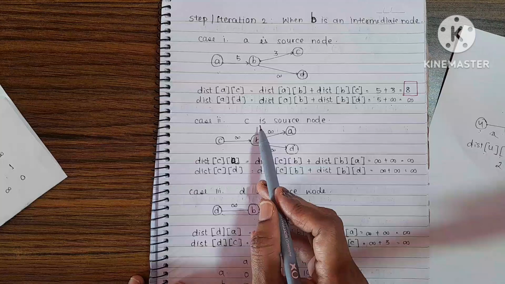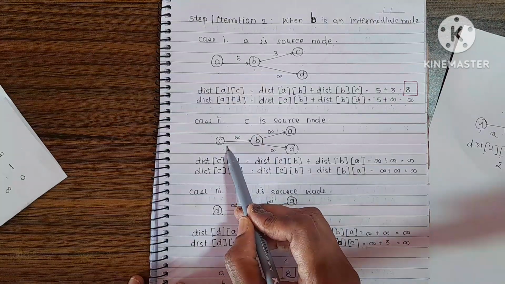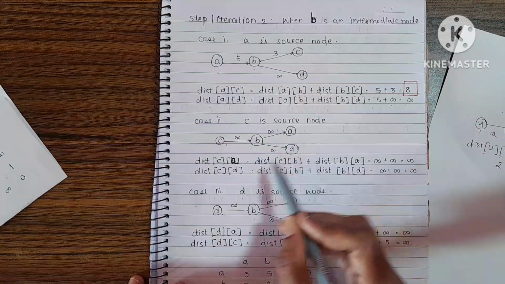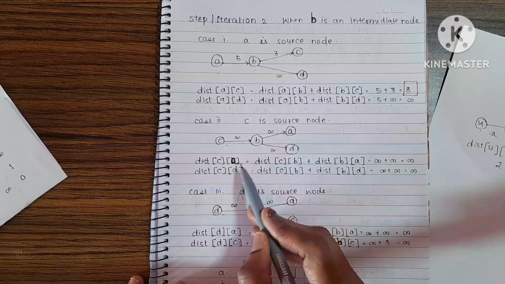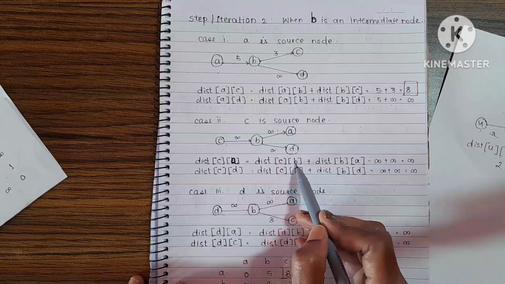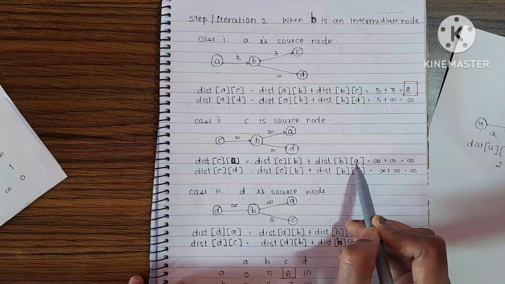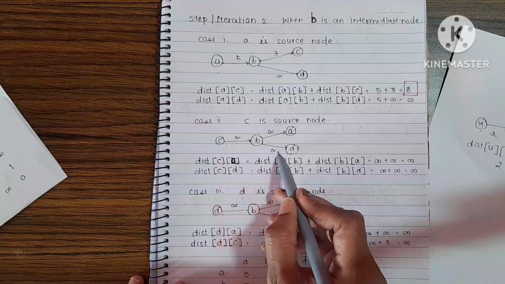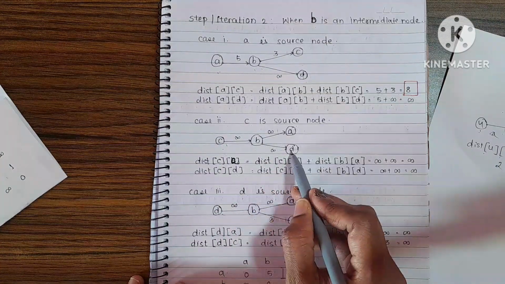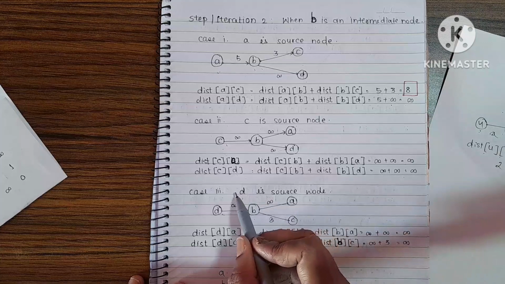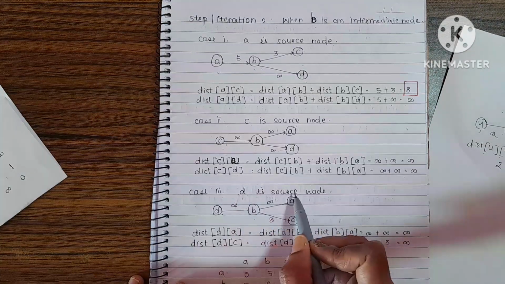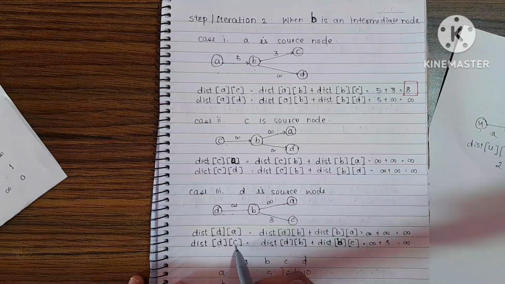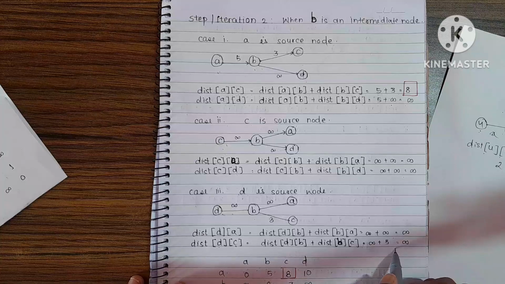In the second case, we have treated C as the source node. So accordingly, we have selected A and D as destination nodes. So distance CA becomes distance CB plus distance BA. As both are infinity, the total distance is infinity. Distance CD is equal to CB plus BD, which is also infinity. Next, D is considered as a source node with the third case, and with this, DA and DC distances have been calculated, which is infinity itself.